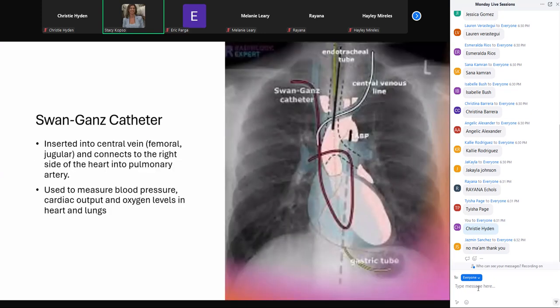Your Swan-Ganz is inserted usually in the femoral or jugular area. And the Swan-Ganz is going to connect to the right side of the heart into that pulmonary artery. So you want to make sure you have the whole catheter on there. They use the Swan-Ganz to measure blood pressure, cardiac output, and oxygen levels for the heart and lungs.